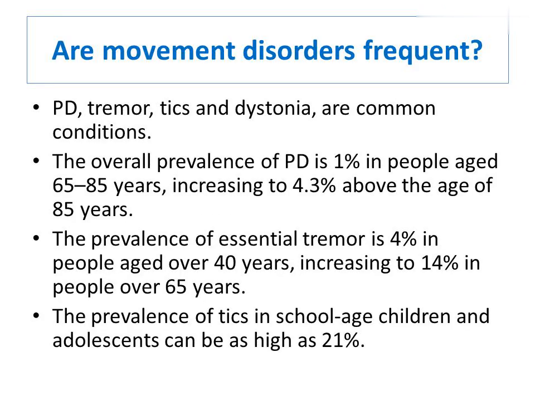Are movement disorders frequent? PD, tremor, tics and dystonia are common conditions. The overall prevalence of PD is 1% in people aged 65 to 85 years, increasing to 4.3% above the age of 85 years. The prevalence of essential tremor is 4% in people aged over 40 years, increasing to 14% in people over 65 years. The prevalence of tics in school-age children and adolescents can be as high as 21%.